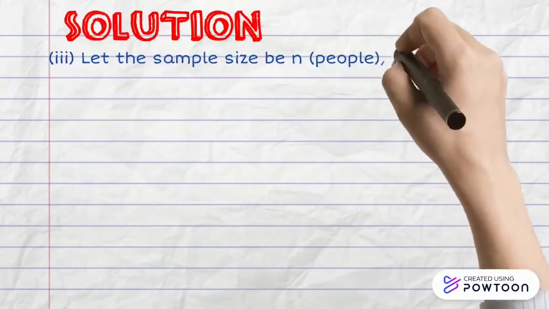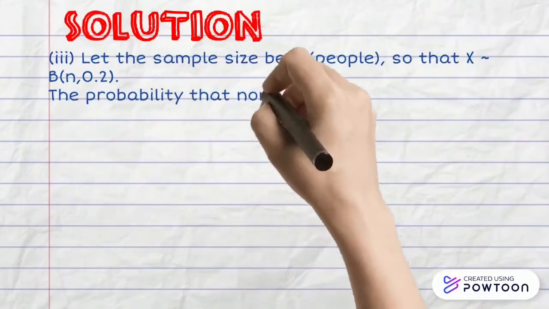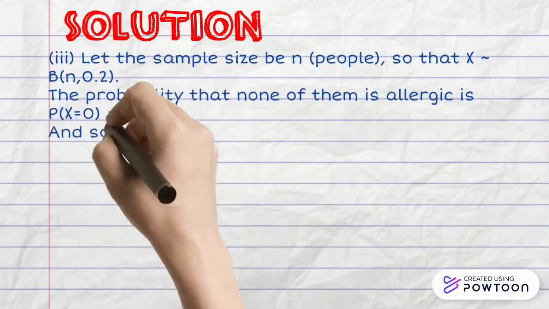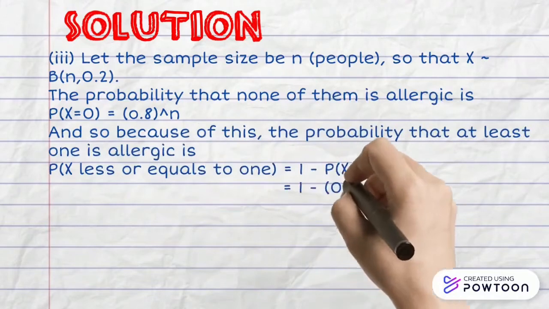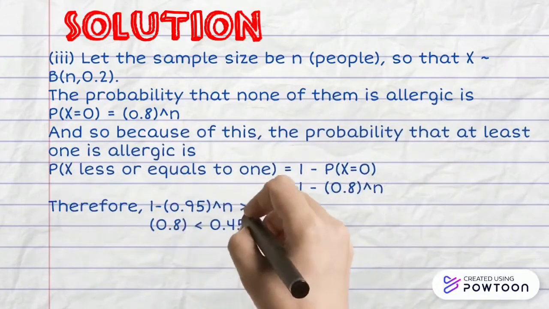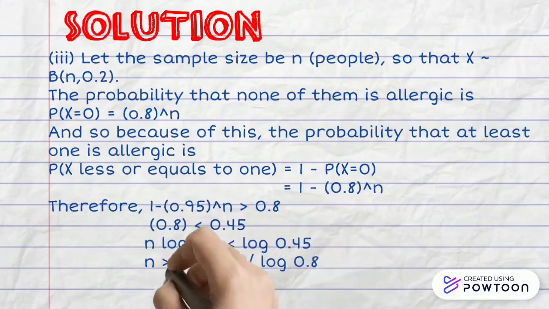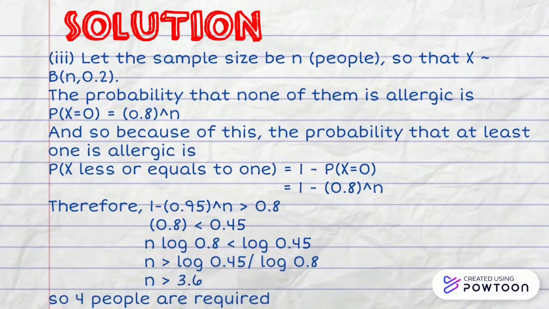So for the third one, let the sample size be n, so that x is binomial with n and 0.2. So the probability of nobody being allergic is 0.8 to the power of n. That means P(x at least 1) is 1 minus 0.8 to the power of n. Therefore, to find how many people are required, 1 minus 0.8 to the power of n is bigger than 0.95, and then take the log of 0.8, and you'll get your final answer, which is 14 people required.